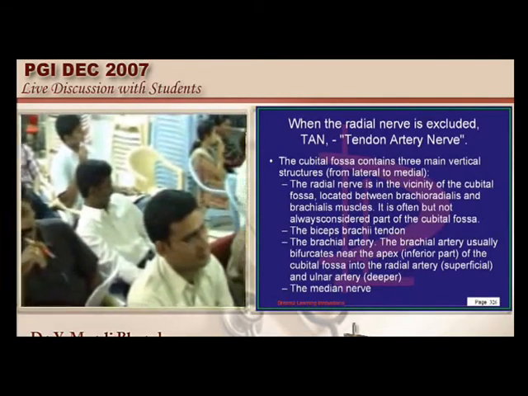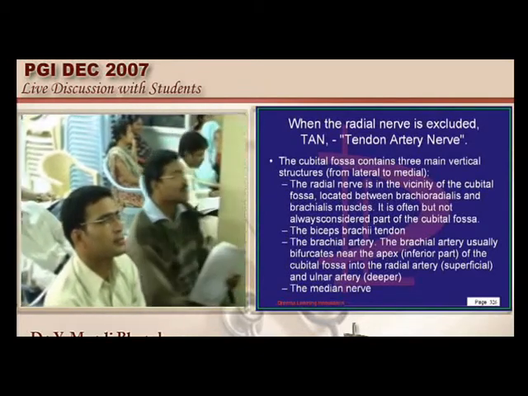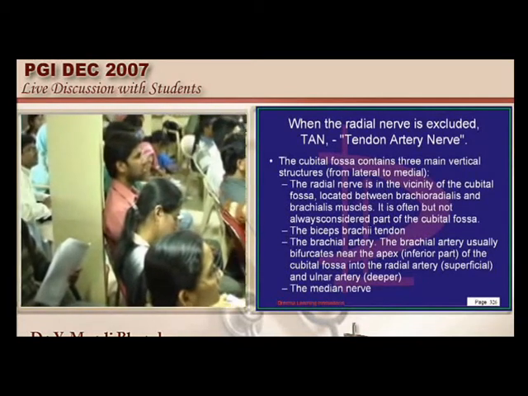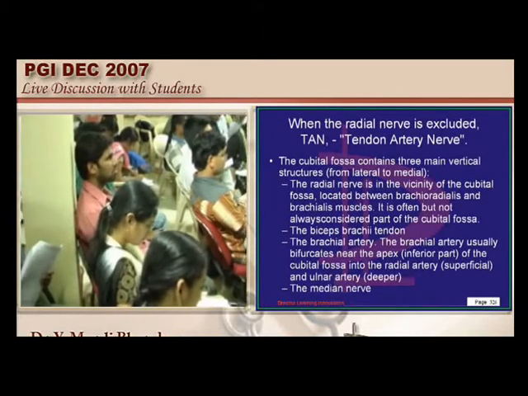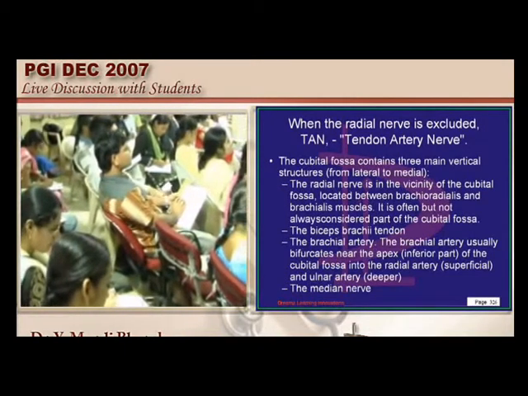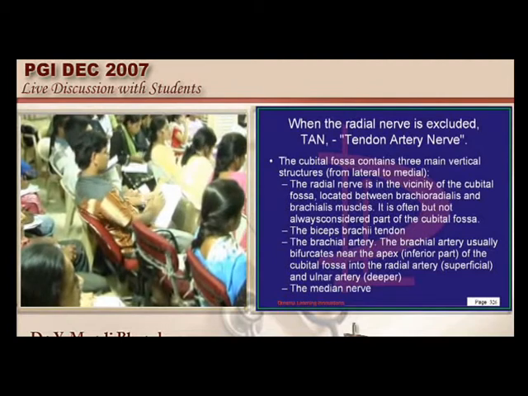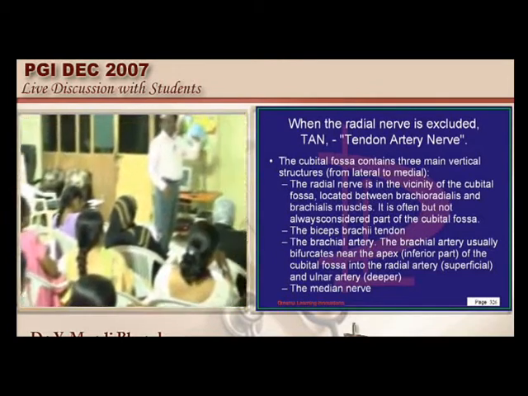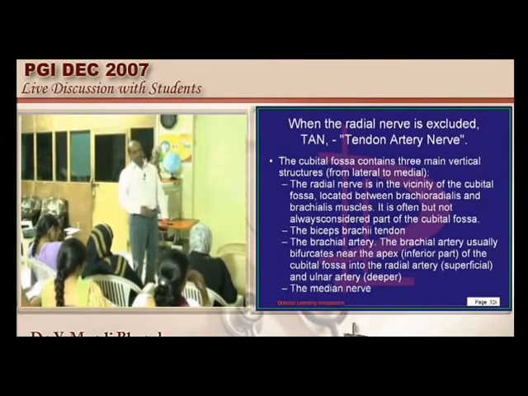Another common question asked is, what are the contents? The radial nerve, not the ulnar nerve, the median nerve, and the biceps tendon and the brachial artery. These are all the constituents. Let us forget about the radial nerve. What are they from lateral towards medial, doctor? The tendon is most lateral, then comes the brachial artery, and then comes the median nerve, which are the lateral to medial structures, is what has to be remembered.